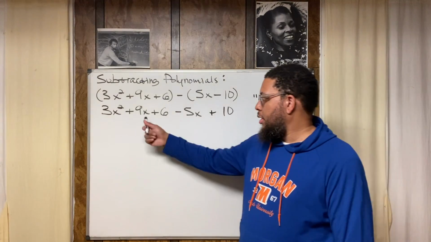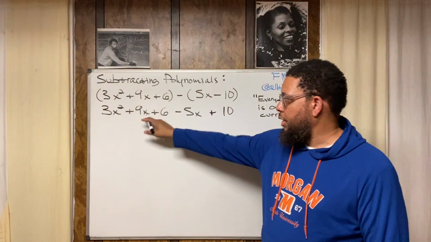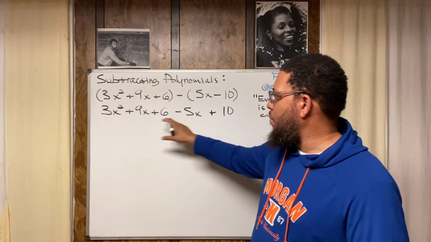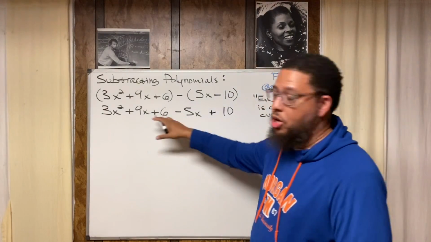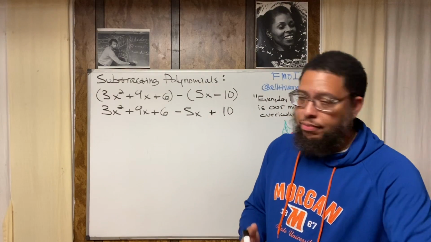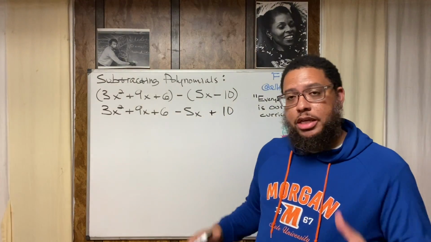All right? 9x. I see an x right here. How many other x's are there? One right there, -5x. The coefficient doesn't matter. We care about variables that got the same exponent. If it's a variable with the same exponent, then they're alike. They're like terms. They get grouped together.